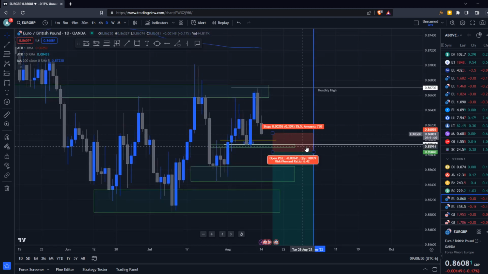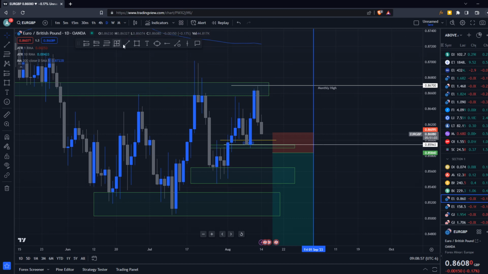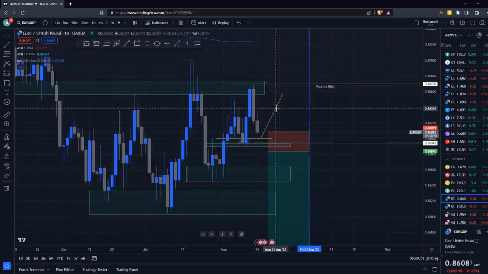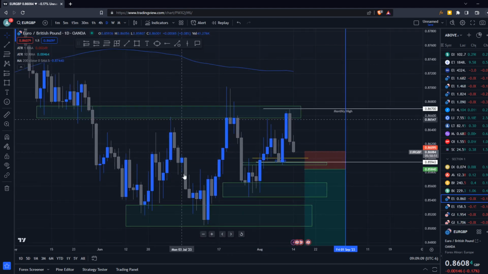I mean, it might find some resistance and some support here at this 86 level, and then start making its way back up. So we really don't know yet with Euro Pound. This pair is kind of all over the place in my opinion. It is bearish, but it's kind of flat too. It's really struggling to break these areas, but it's not really breaking higher either.